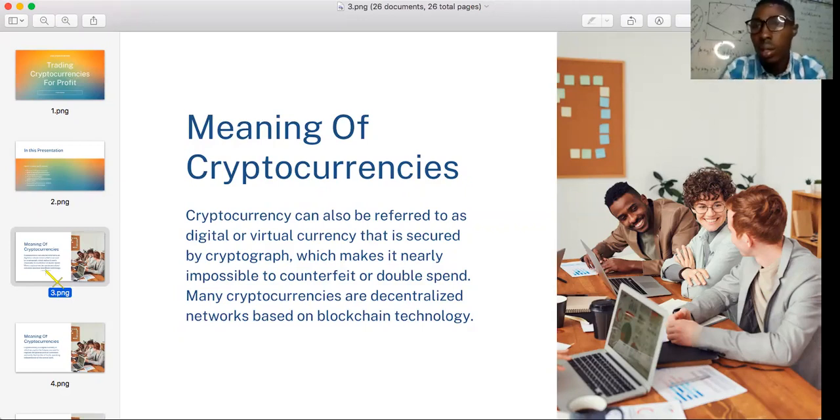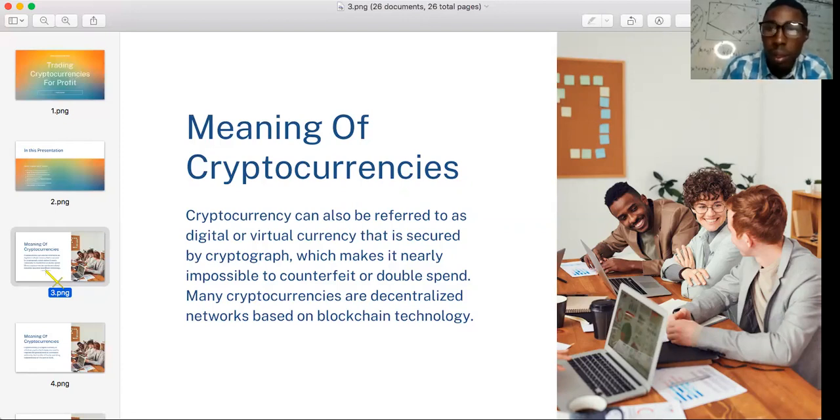When I say decentralized, a decentralized cryptocurrency means that it is free from central bank authority. Like in Nigeria, it's called the Central Bank of Nigeria. In India, it's called the Central Bank of India. So it is not regulated by any central authority. It is controlled by the users, by the public. That is known as decentralization.